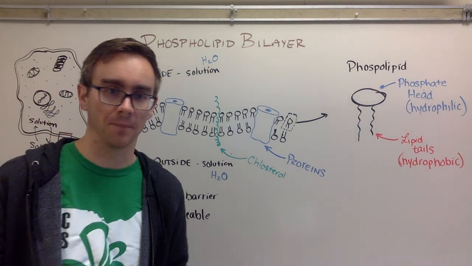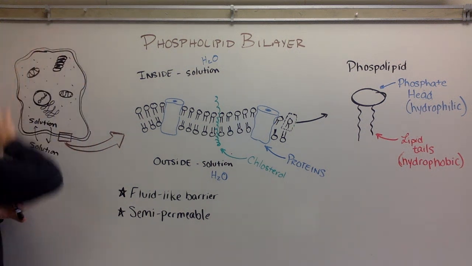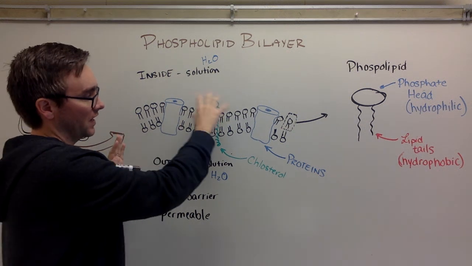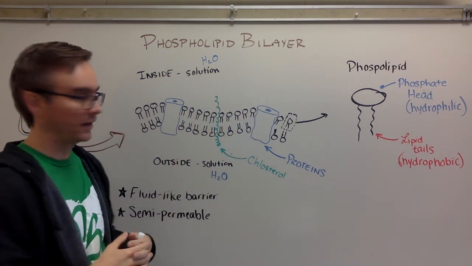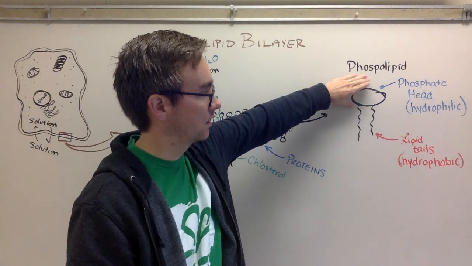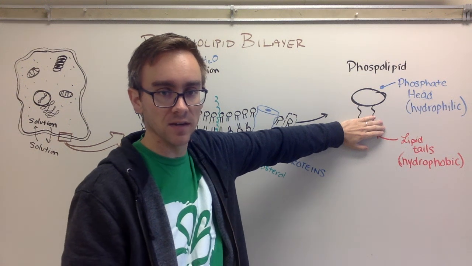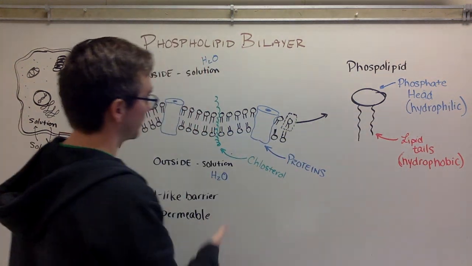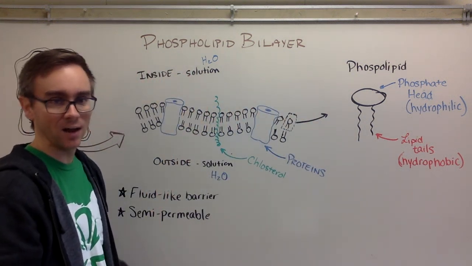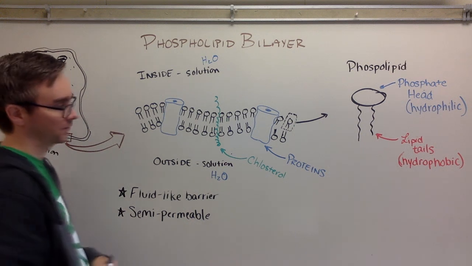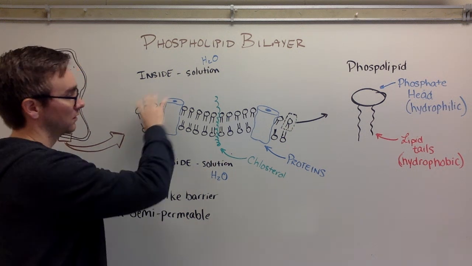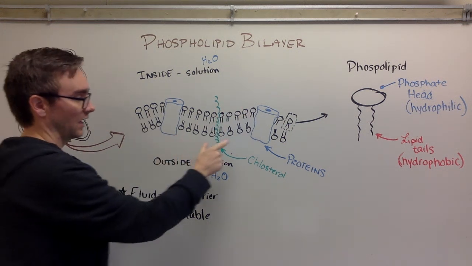Okay, so a quick recap to end this. We have that cell membrane that determines what goes in and out. When we look at that membrane, we see this very fluid-like material, mostly made up of phospholipids that have a hydrophilic head and hydrophobic lipid tails. Because of that, it only allows certain molecules in and out. That makes it what we call semi-permeable. Now, embedded throughout that entire phospholipid bilayer are proteins and cholesterol.